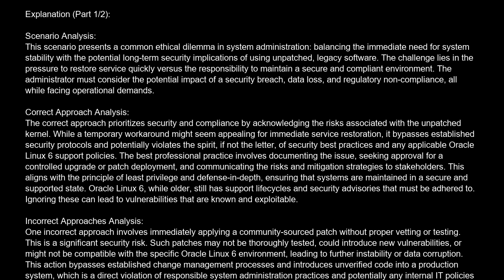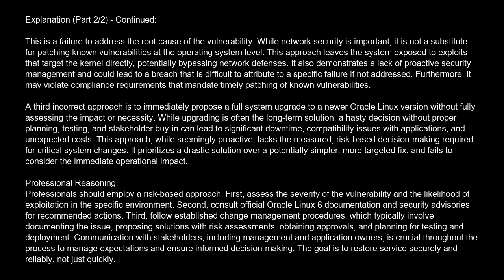Another incorrect approach is to simply ignore the kernel vulnerability and continue operating the system as is, relying on network-level security measures. This is a failure to address the root cause of the vulnerability. While network security is important, it is not a substitute for patching known vulnerabilities at the operating system level. This approach leaves the system exposed to exploits that target the kernel directly, potentially bypassing network defenses. It also demonstrates a lack of proactive security management and could lead to a breach that is difficult to attribute to a specific failure if not addressed. Furthermore, it may violate compliance requirements that mandate timely patching of known vulnerabilities.